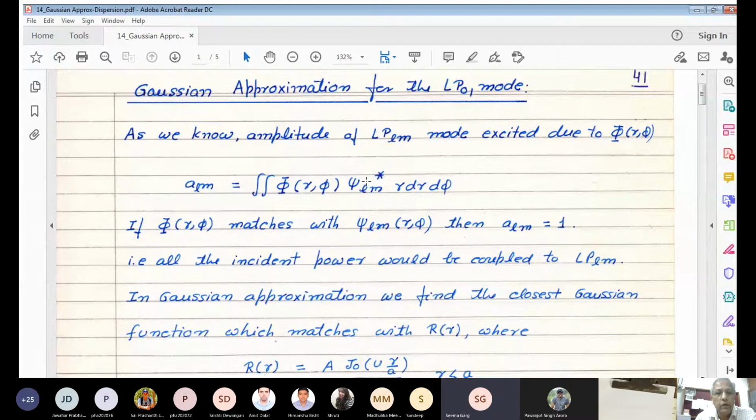Now, single mode fibers are very useful, particularly in communication, because there is no intermodal dispersion. So dispersion is very, very small. And now in many places we require their modal field pattern and their dispersion characteristics for single mode fiber.